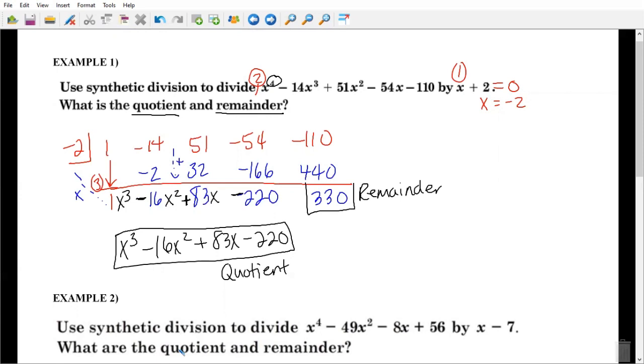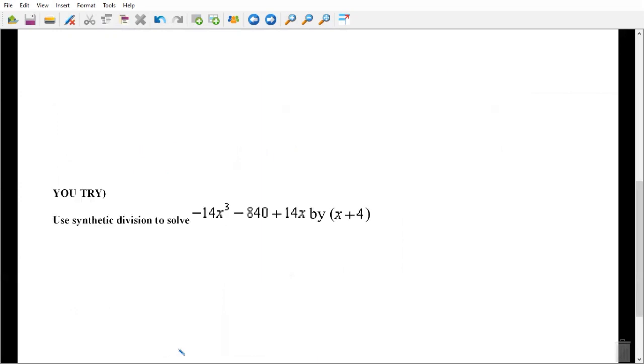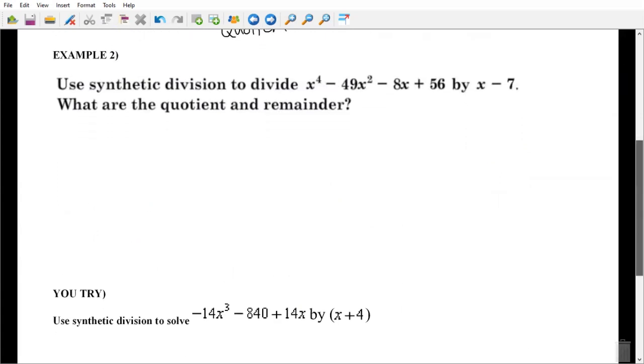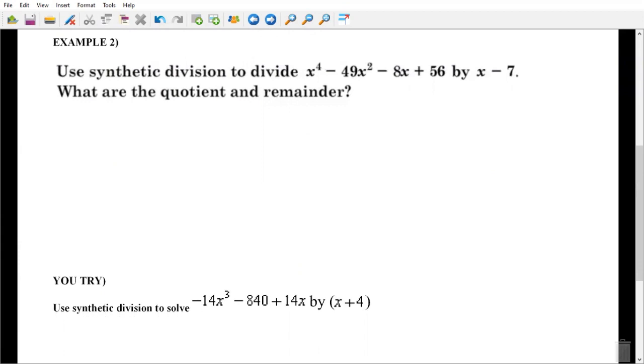Questions, comments, concerns? Do you feel that you see the shortcut behind this? Now, if you're a long division person, do long division. But there is a shortcut. Okay? Our next one we're going to do together.